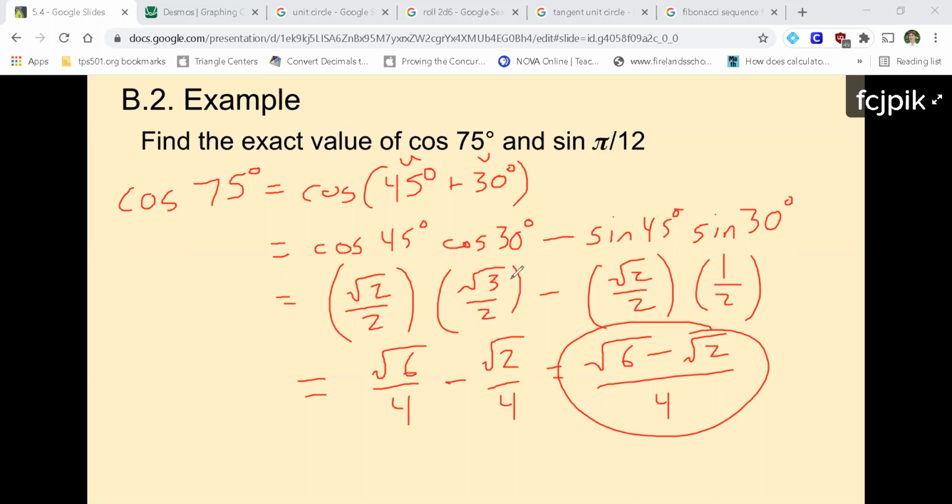Before we do that one, I think I wrote too big. I need to clear this space. Does anyone need more time to write this part? Okay.